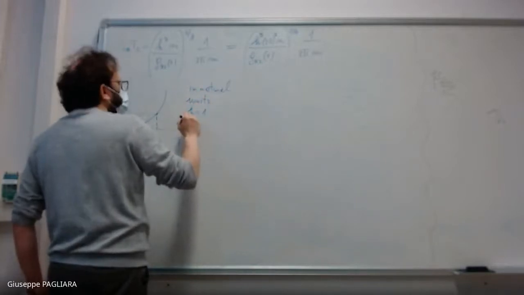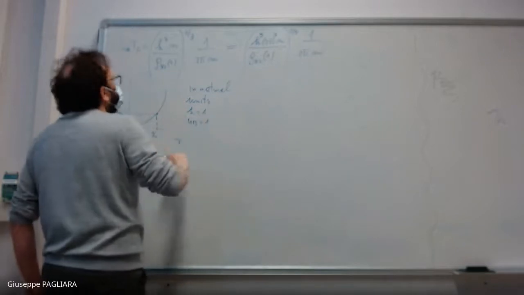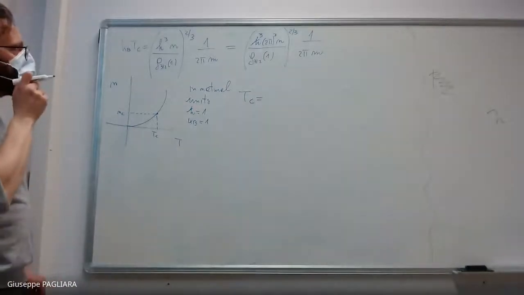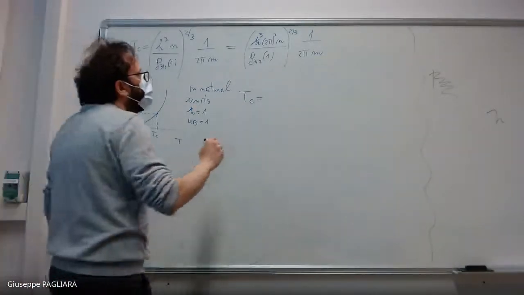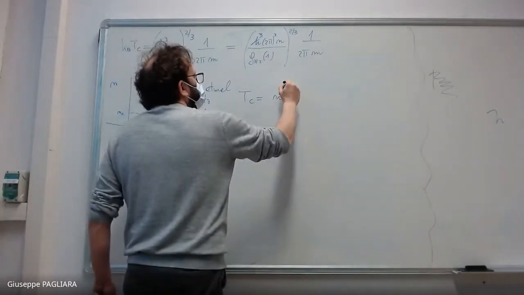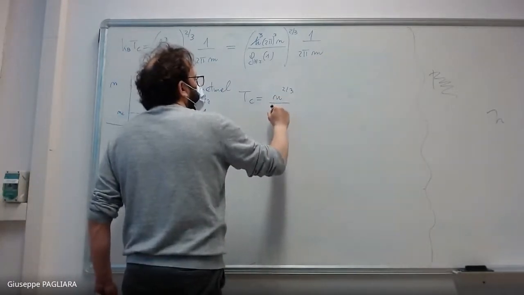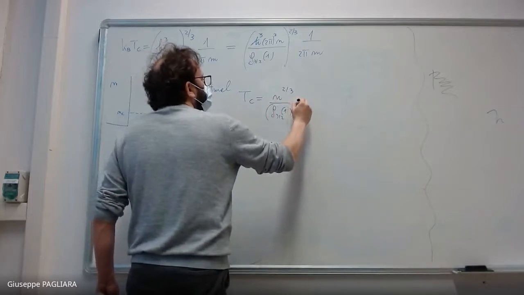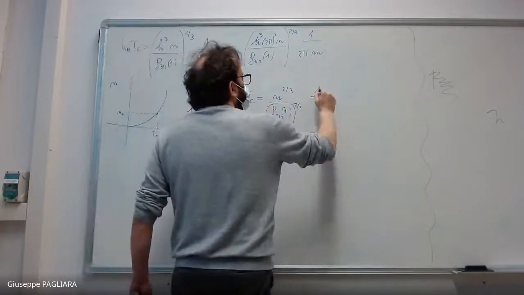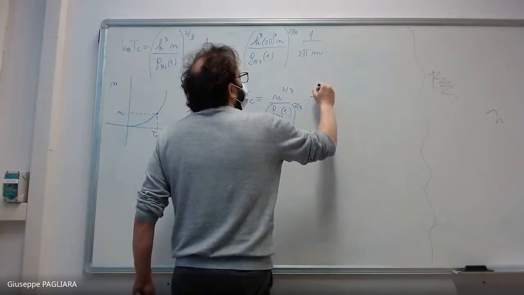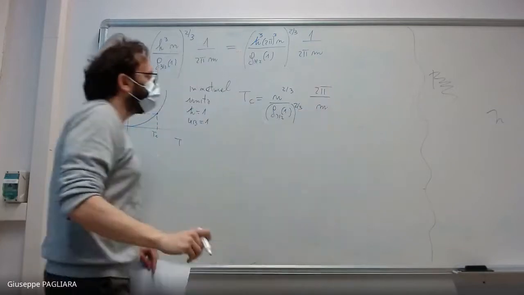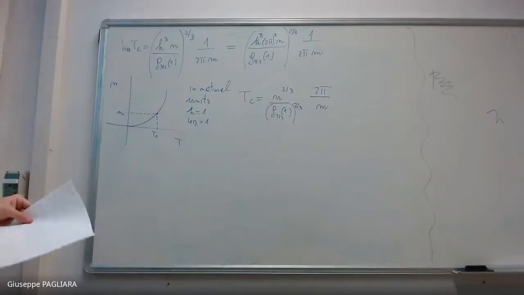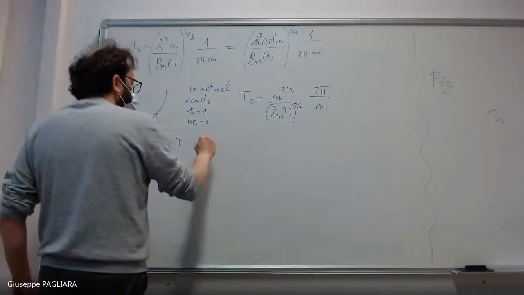h bar is equal to 1, also k_B is equal to 1, and T_C should be, now h bar is equal to 1, so it's n to the power of 2/3 divided by g 3/2 of 1, to the power of 2/3, and 1 divided by what? Here you have a 2 pi divided by m in natural units. Let me check if it's correct. Yes. So now let me put here the mass.